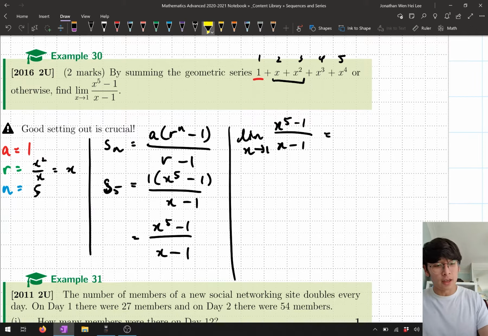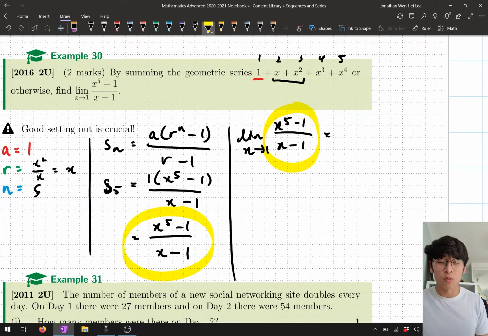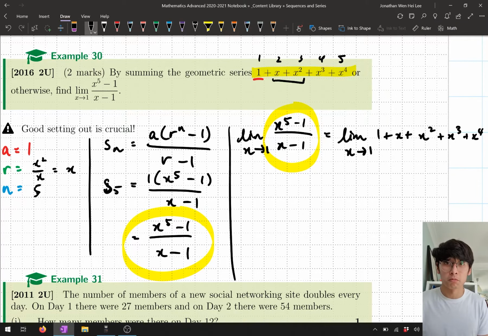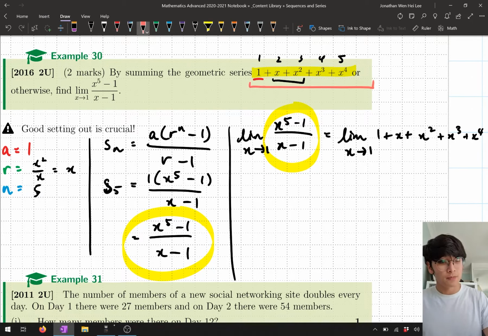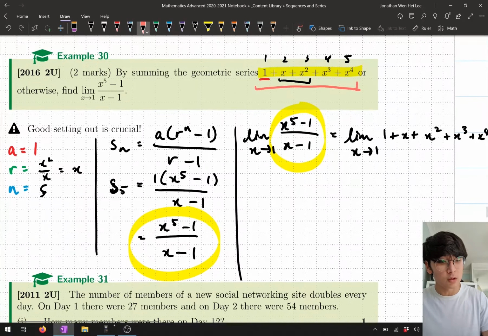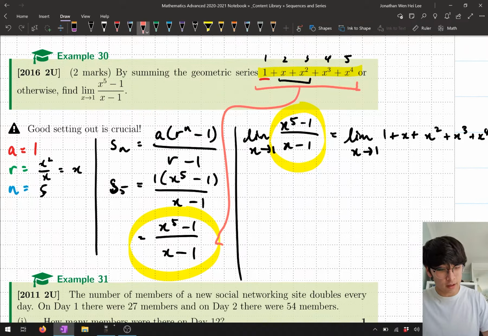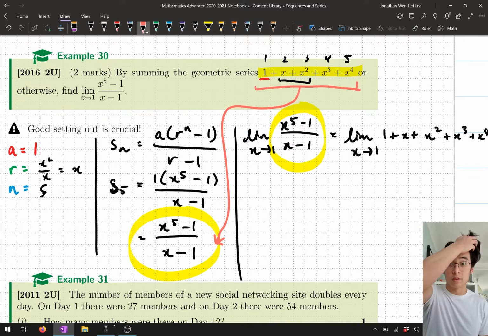Well, if you have a look at this guy over here, this guy is exactly the same as this guy over here. And what we found was that this is just the partial sum of these five terms. And so what I can do is replace what I've highlighted here with the limit as x goes to 1 of 1 plus x plus x squared plus x cubed plus x to the power 4. Because in the first part we've shown that this sum of the first five terms is equal to this whole expression here.